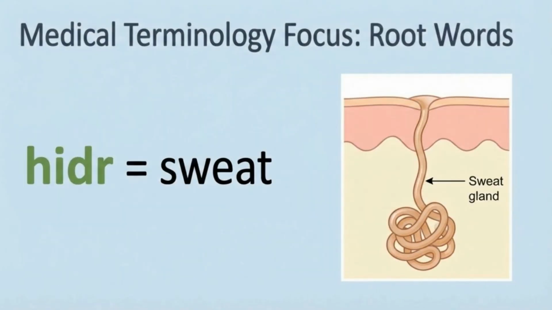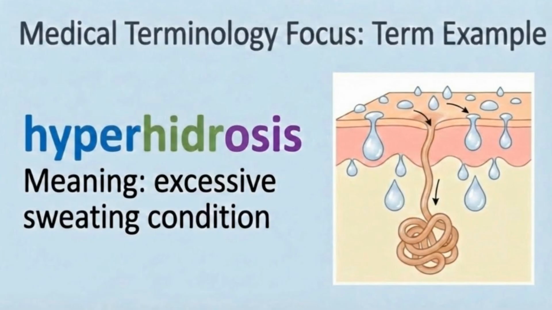The root hidr refers to sweat and is used in terminology involving sweat glands and perspiration. Hyperhidrosis breaks down into the prefix hyper, meaning excessive, the root hidr, meaning sweat, and the suffix osis, meaning condition. This term describes excessive sweating.